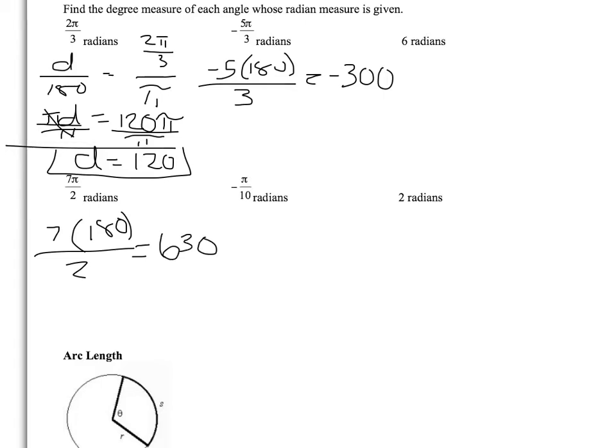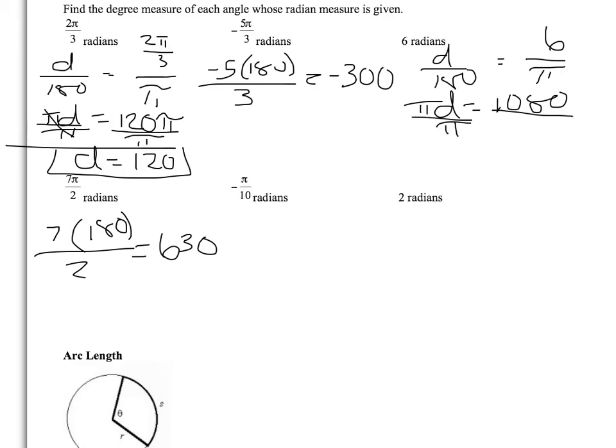Going back up to that 6 radians, that does not have a pi in it. When it doesn't have a pi in it and you're trying to convert to degrees, you have to use the proportion. So let's go back to the proportion here. It's going to be d over 180 equals 6 over pi. Cross multiply. Pi d equals 180 times 6 is 1080.